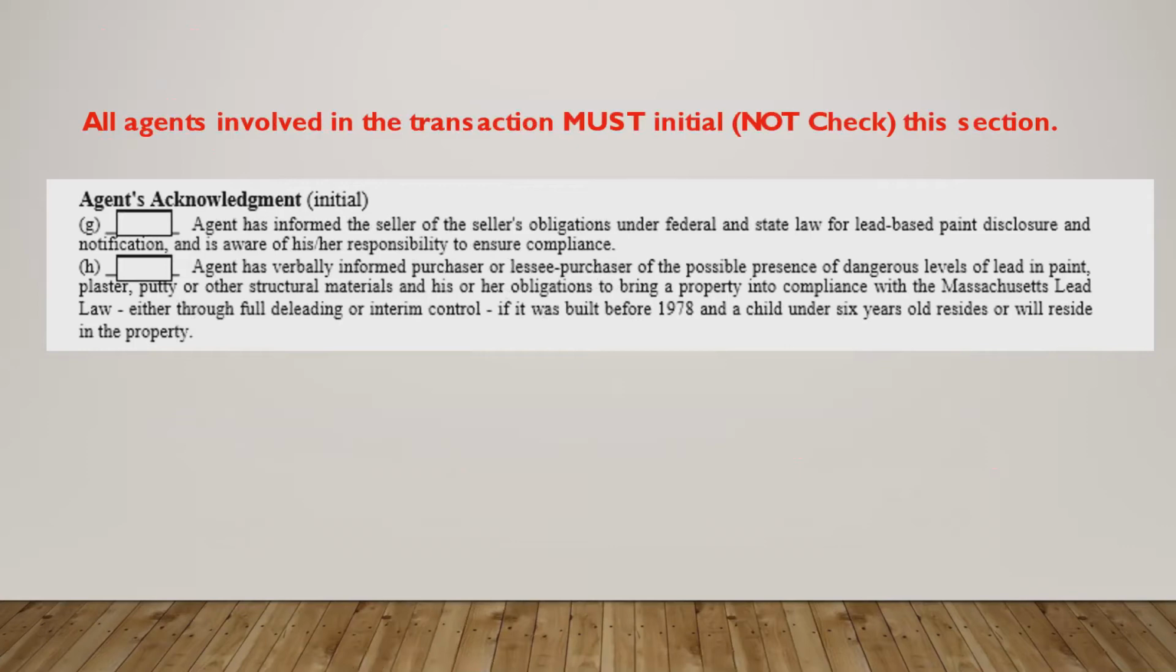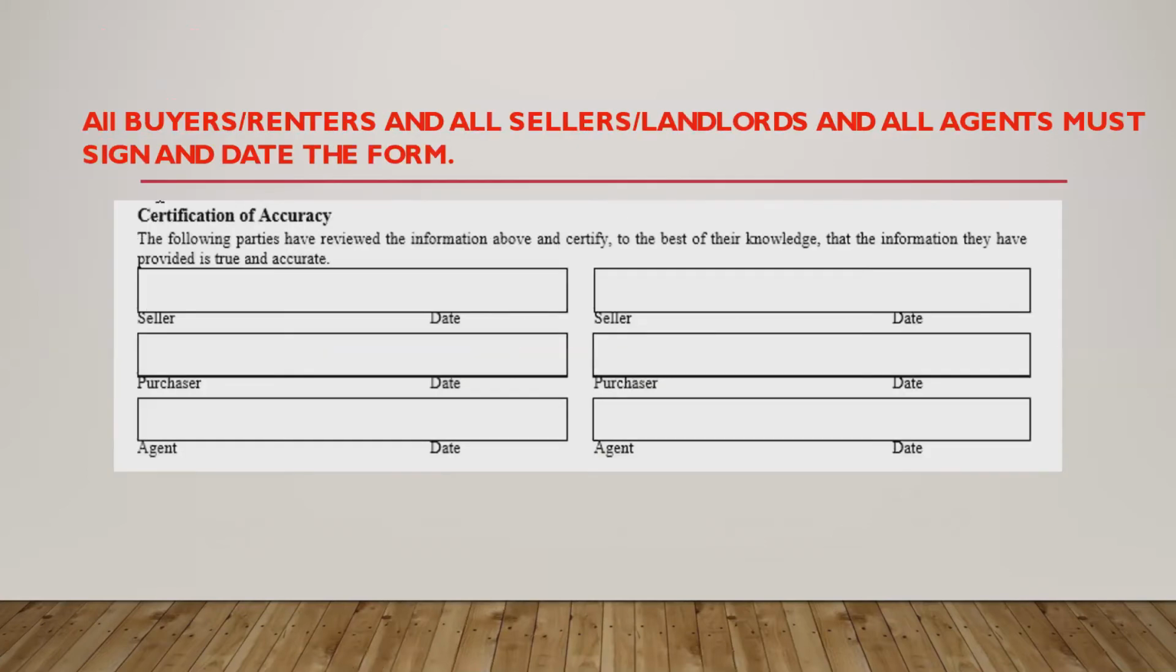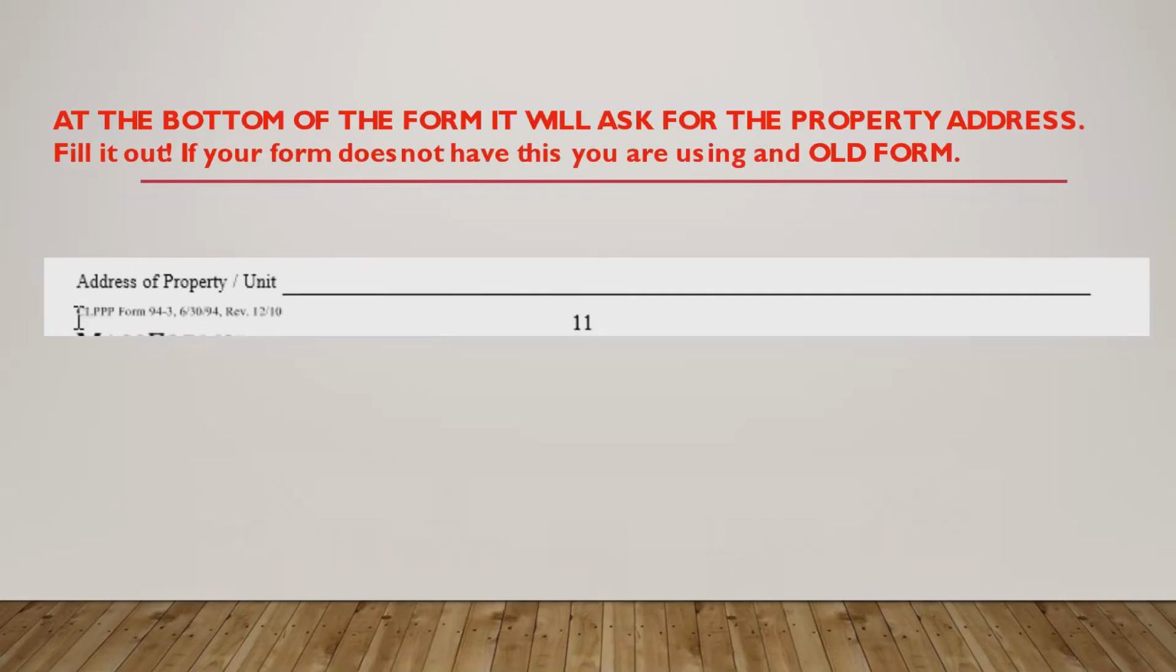I'm trying to protect your seller, my buyer, and our real estate licenses. We need to have it properly filled out by the seller. Then all agents involved in the transaction must initial, not check off, the agent acknowledgement section. Next is the signature section. All buyers and all sellers, all agents must sign and date the form.